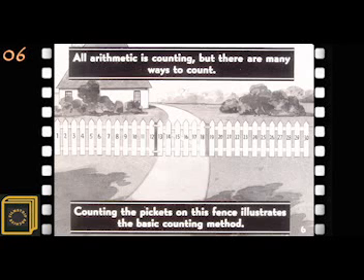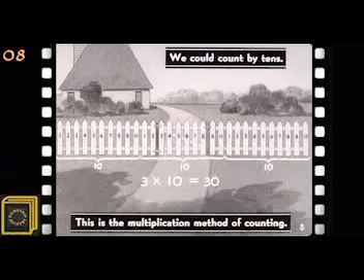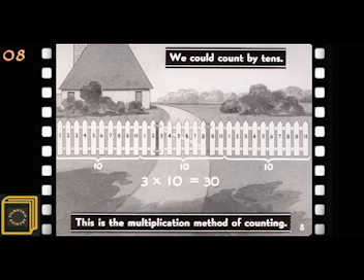All arithmetic is counting, but there are many ways to count. Counting the pickets on this fence illustrates the basic counting method. We could count the pickets to the left of the gate, then those on the gate, and those to the right of it. This is the addition method of counting. We could count by tens. This is the multiplication method of counting. 10, 10, 10, 3 times 10 equals 30.